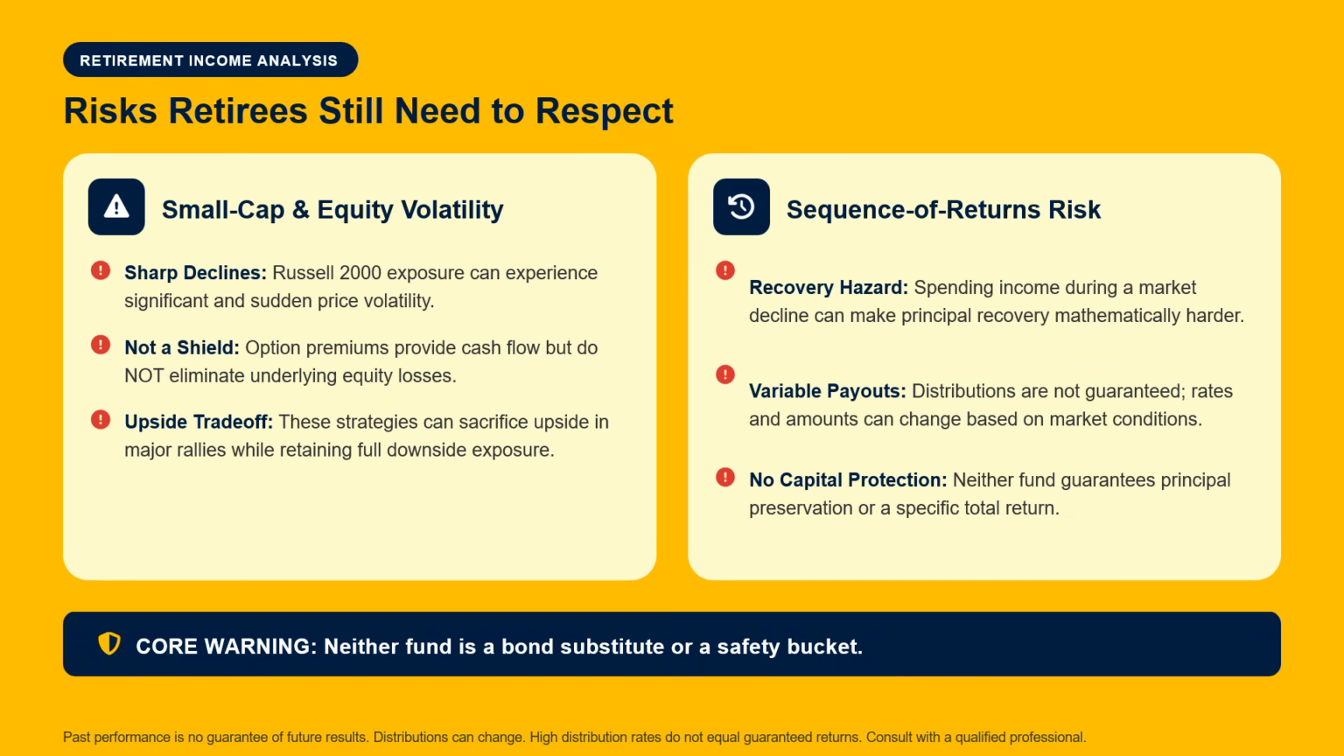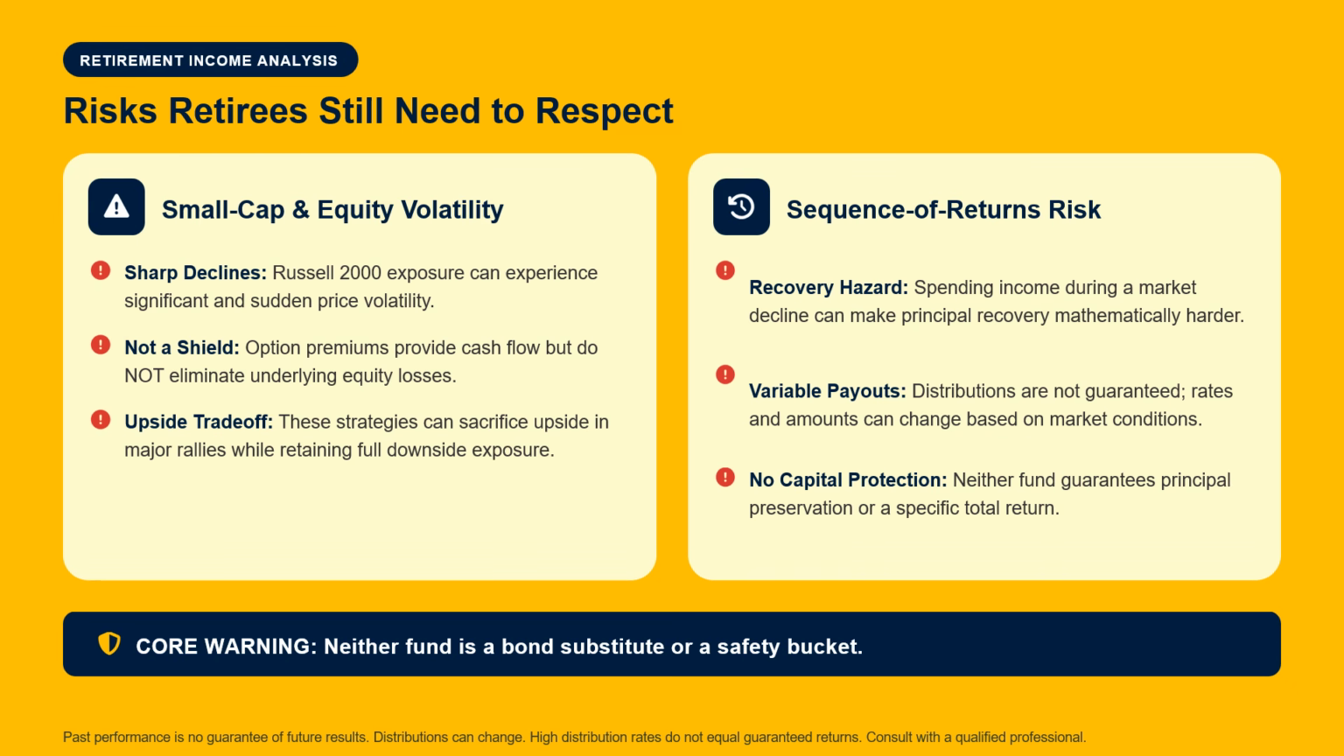So let's talk a little bit about the risk for retirees, or risk for anybody who's investing in these. And it still needs to be respected. The small cap and the equity volatility: the Russell 2000 has exposure to sharp declines and can experience significant and sudden price volatility. This is not a shield. Okay, this doesn't eliminate the underlying equity losses. And the upside trade-offs: the strategies can sacrifice upside in major rallies while retaining full downside exposure. I really got to cover both of those, but Global X really falls under that one for sure.